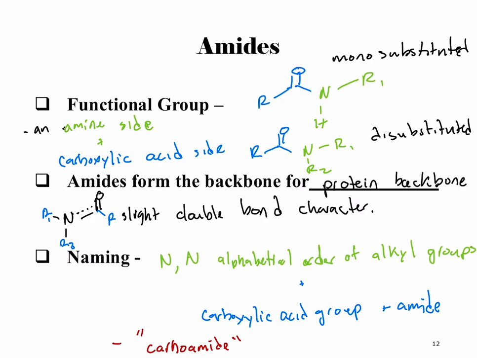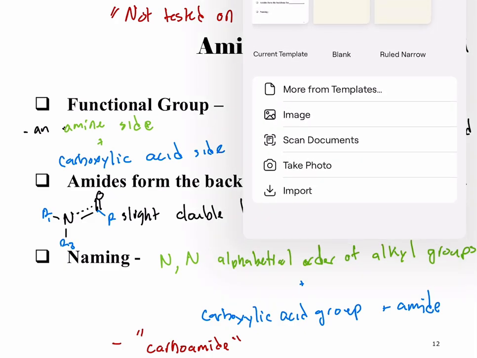And just to give you an example of what an amide name is, like I said, I'm not going to be testing, so I'm not testing on naming. Let me put that up here in red for everyone. Not tested on naming, but just so you can get an idea of what this looks like. Am I good to go on to the next slide, or is anyone still writing?